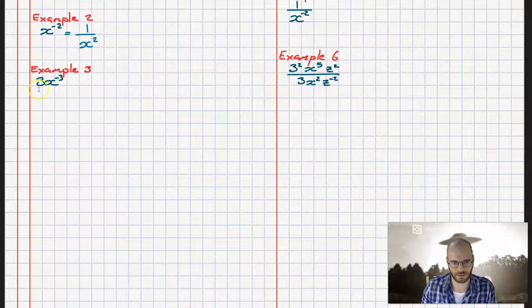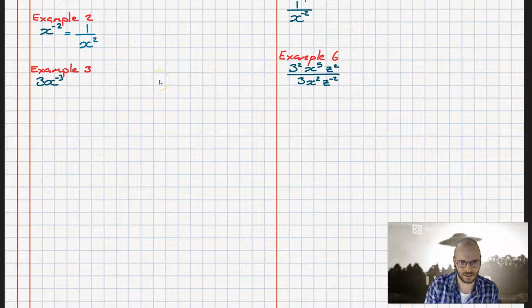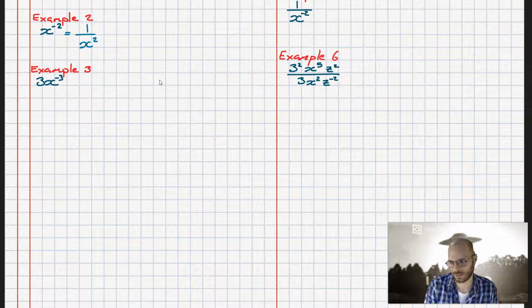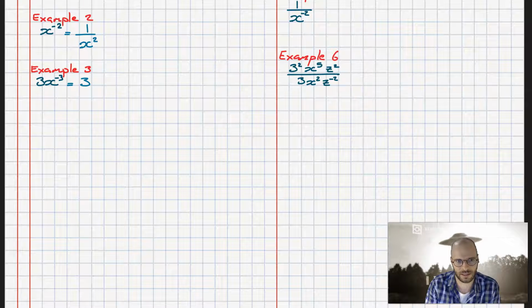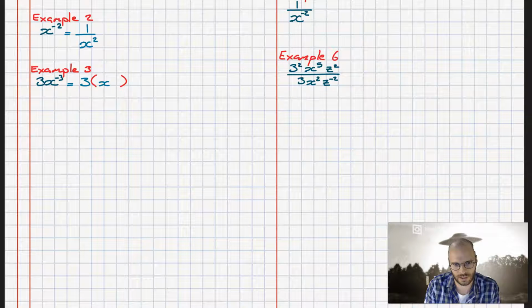Example 3, we have 3 multiplied by x to the negative 3. Now this question here is a little bit trickier because there's a 3 in front. So what we need to do is first do a little bit of manipulation. We'll go for an intermediate step and put the 3 out front, and then we'll put in some implied brackets. Inside the brackets we're going to go x to the negative 3. So what we see is this negative 3 only applies to the x, it doesn't include the 3 here.